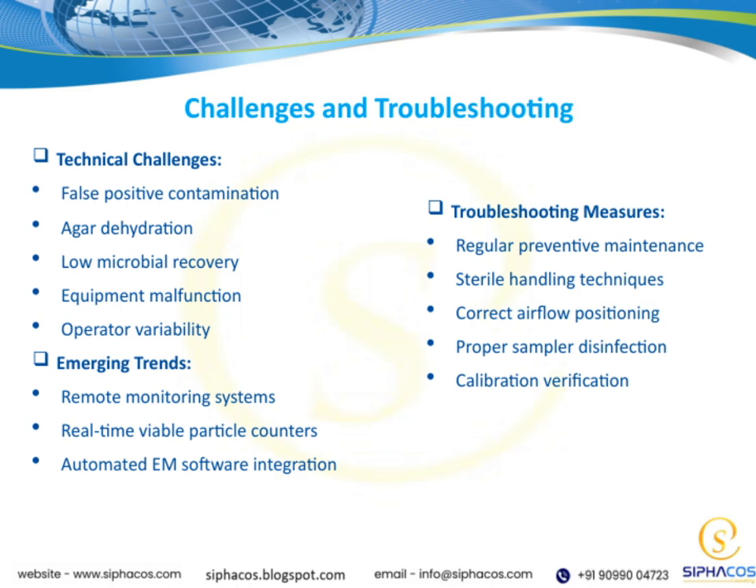Remote monitoring systems are becoming more prevalent, allowing us to oversee environments from afar and respond swiftly to issues. Real-time viable particle counters give us immediate feedback, helping us identify problems as they happen. And the integration of automated environmental monitoring software is streamlining data collection and analysis, making our workflows more efficient and reliable. These advancements and strategies are all about ensuring the highest quality and safety standards in our work, connecting directly to the overall goal of robust environmental control and contamination prevention.